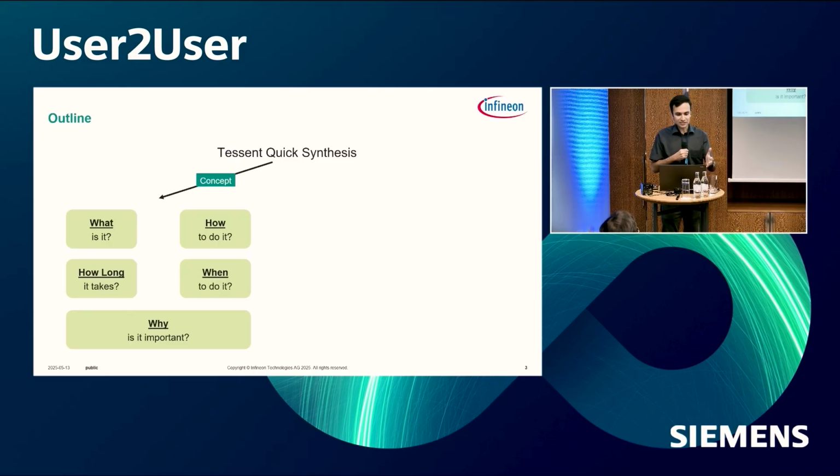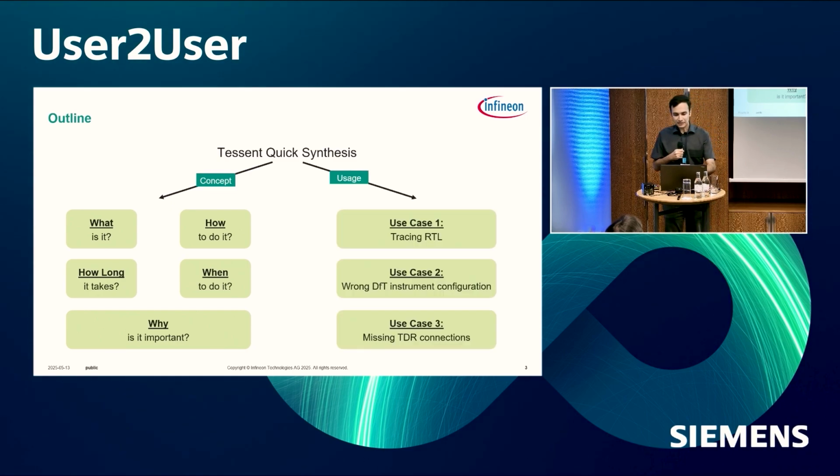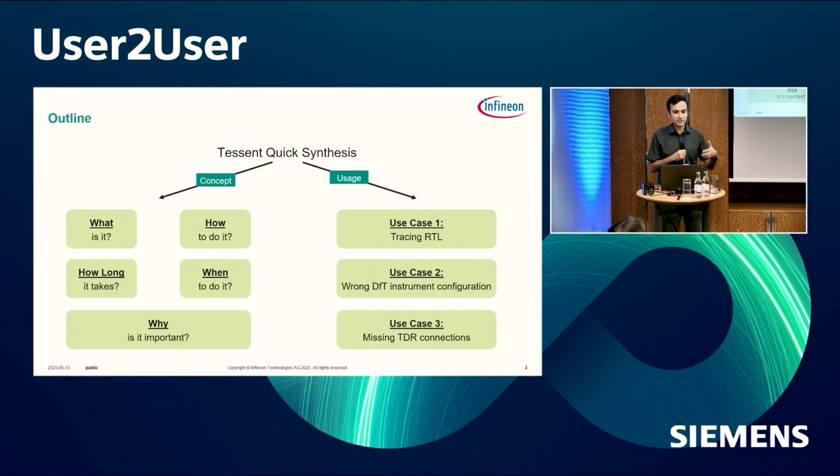So I start with 5 questions. What is Tessent Quick Synthesis? How do we run it? How long does it take to run it? When is the best right moment to run Tessent Quick Synthesis? And why is it important for us? And at the end of my presentation, I also bring up 3 use cases where Tessent Quick Synthesis helped us to catch some problems.